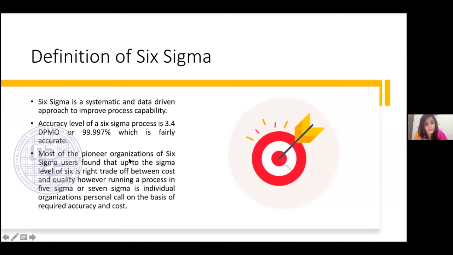Most of the pioneer organizations of Six Sigma users found that up to a Sigma level of 6 is the right trade-off between cost and quality. However, running a process at 5 Sigma or 7 Sigma is an individual organization's personal call. That depends on the budget they have and how accurate they want to get. If an organization like, say, one where aircraft parts each make a major difference and have to meet the standards, then I think it is better to operate beyond Six Sigma level, right?